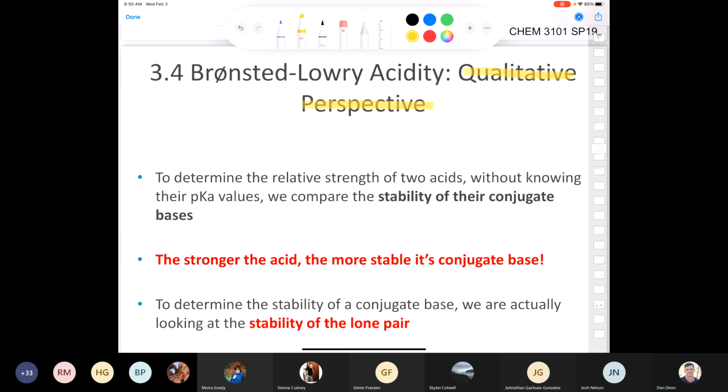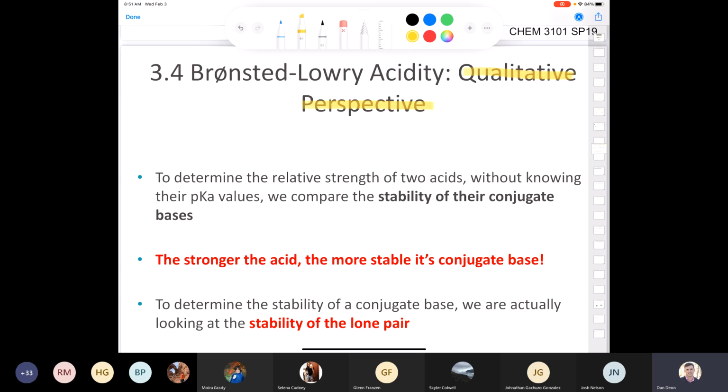It says, if you want to compare the relative strength of two acids without knowing the pKa, maybe because you've forgotten them, or maybe it's something that's not even in the table, you just need to assess it. What you're going to do is compare the relative stability of the conjugate bases. Remember, I told you probably 25 minutes ago that the more stable the conjugate base is, the stronger the acid.